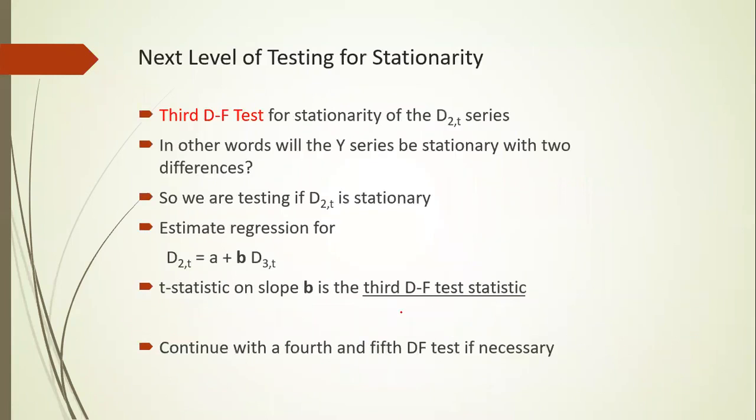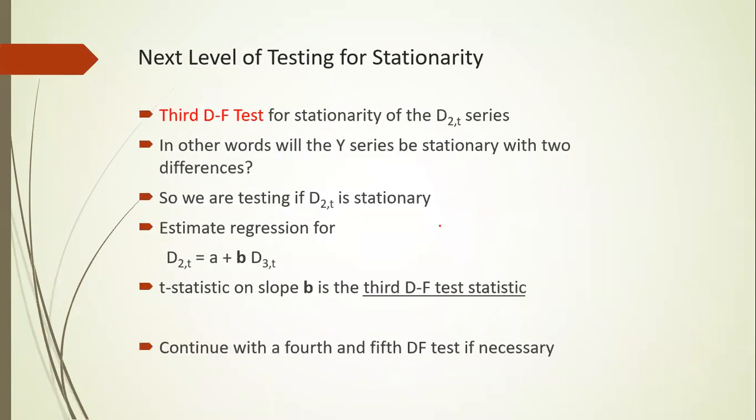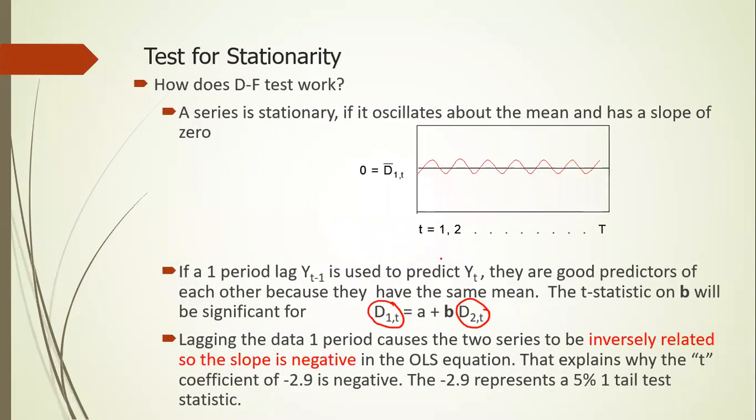So in the earlier example, we discussed that the DF statistic of 3 is more negative than 2.9. So that's why the original series is stationary and differencing is not necessary. If it comes out as significant, then you're fine. If the DF statistic is significant, then the original series doesn't need to be stationarized.